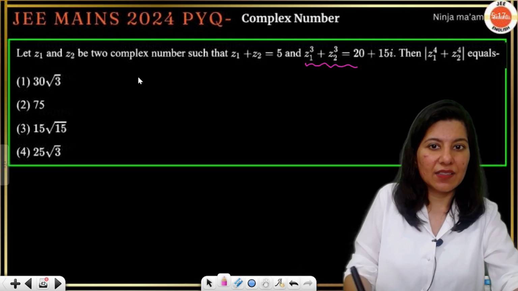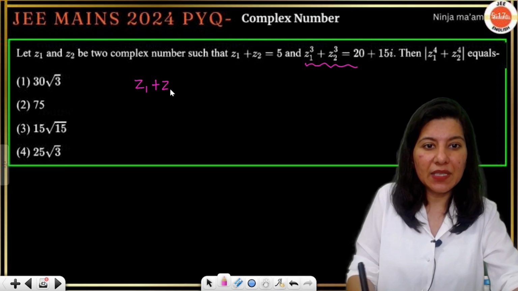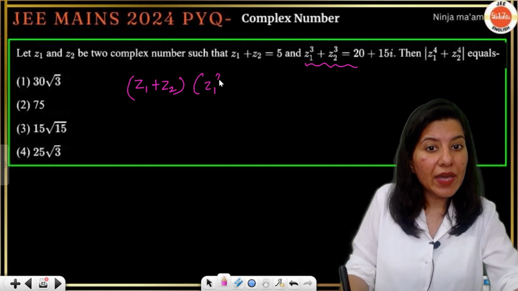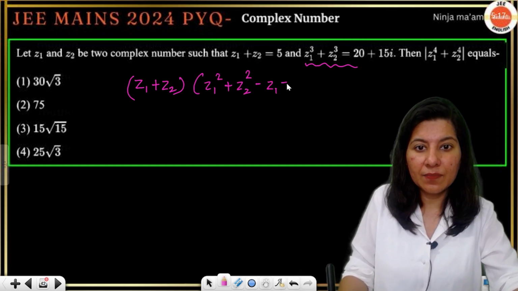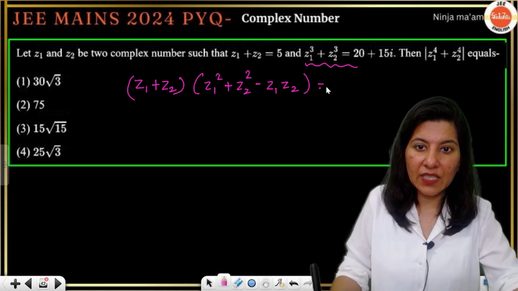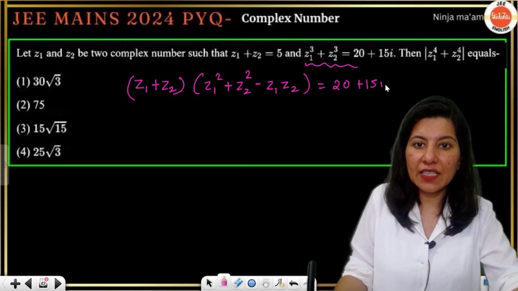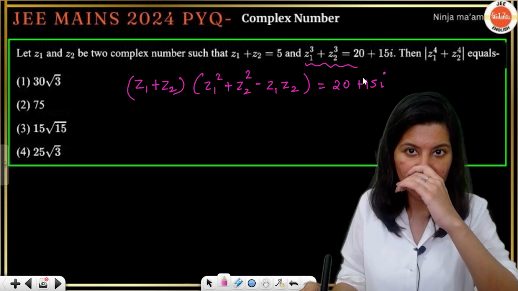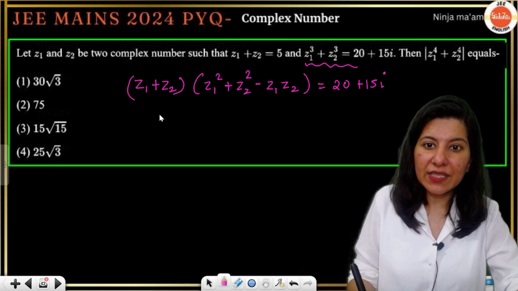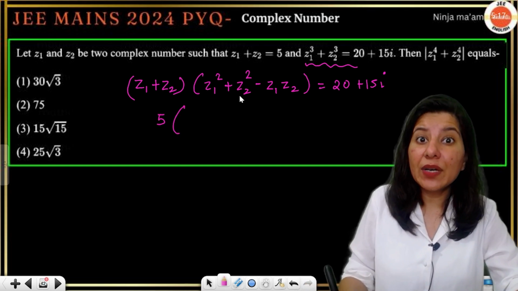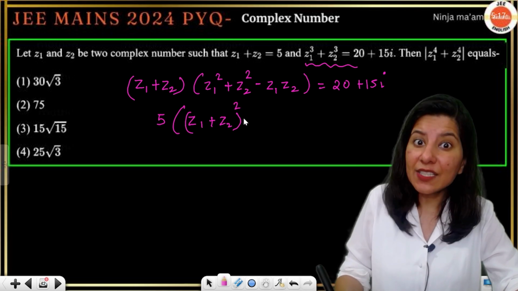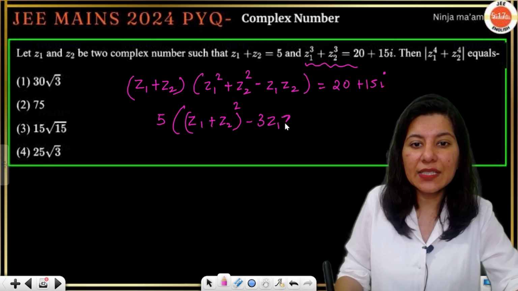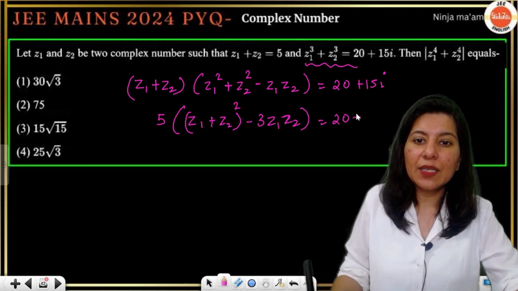Let's pick this. A cube plus B cube is A plus B, A square plus B square minus AB, equals 20 plus 15 iota. Okay. Z1 plus Z2 is given as 5. Now Z1 square plus Z2 square will be Z1 plus Z2 whole square minus 2 Z1 Z2. So this will be 3 Z1 Z2. This is equals to 20 plus 15 iota.